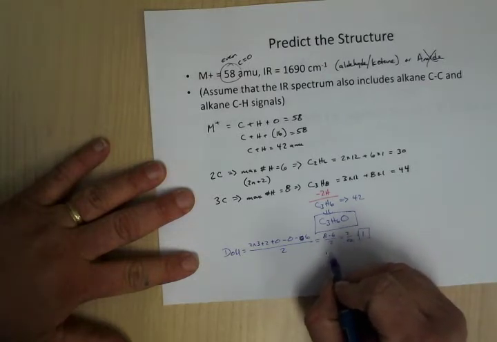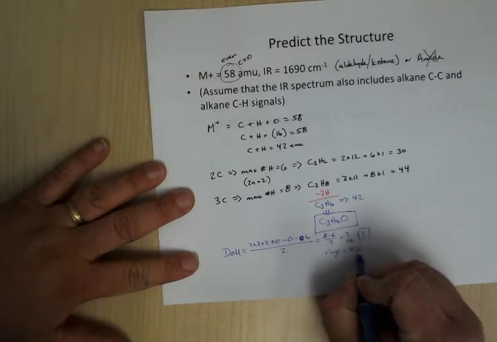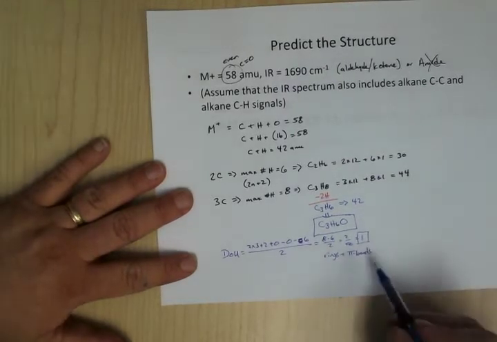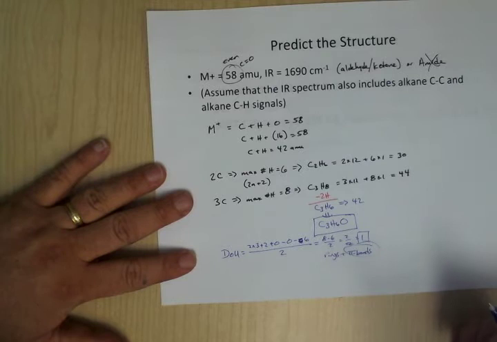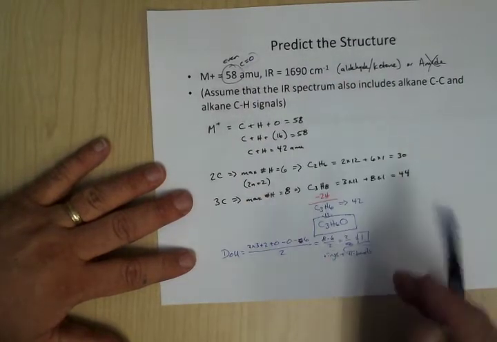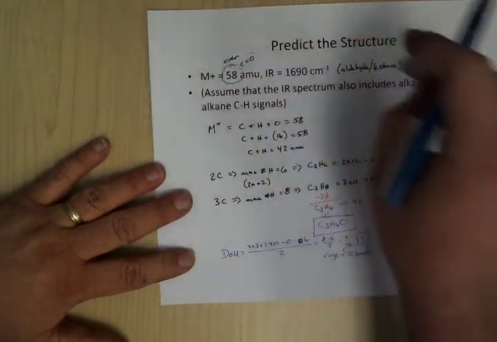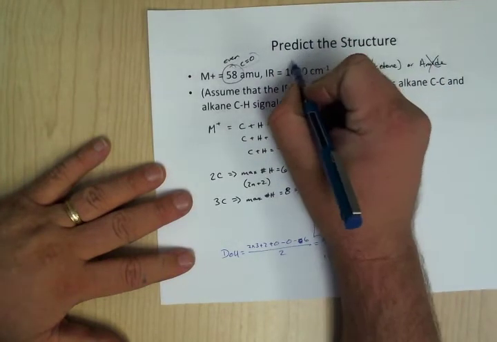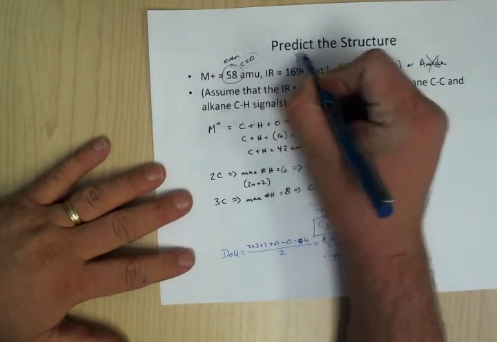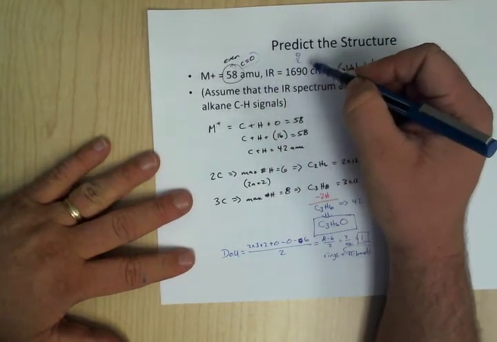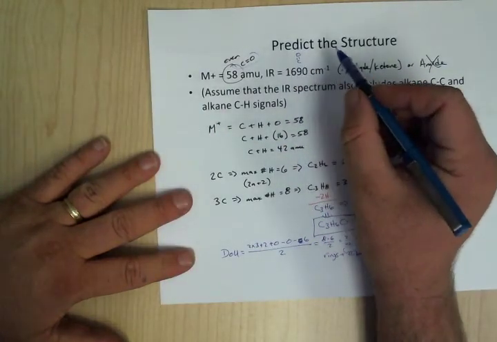So remember, that's rings plus pi bonds. Okay, but we know it's going to be a pi bond, right? Now if you do the DOU, go back and take a look at your IR information. We know we have a ketone in there, so it has to have a C double bond O. So that's your pi bond. So we don't have any rings, but we have a pi bond as a C double bond O.